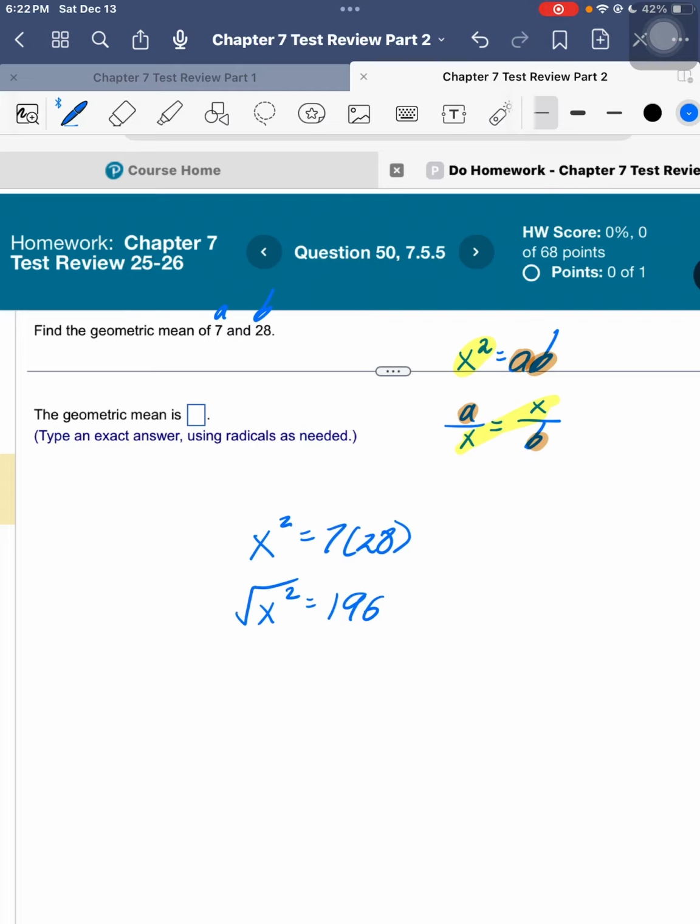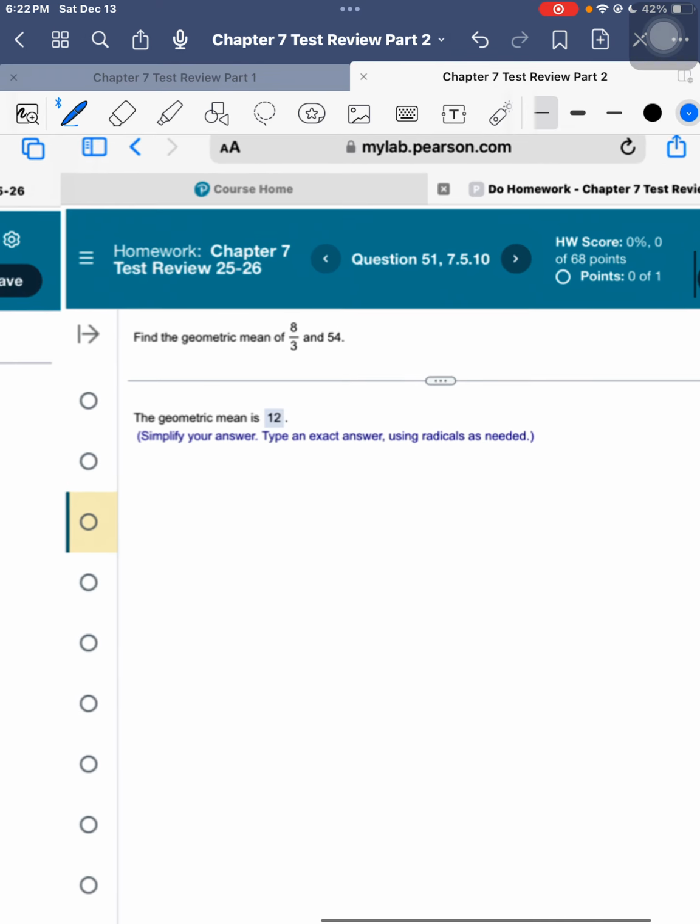196, and we could factor. So is that a perfect square actually? Let's see. Is 196 a perfect square? It is. It's 14. So x is actually equal to positive and negative 14, right? But we know that a geometric mean is a length or a distance, so it can't be negative, so the only answer is 14. Okay, so now let's move on.